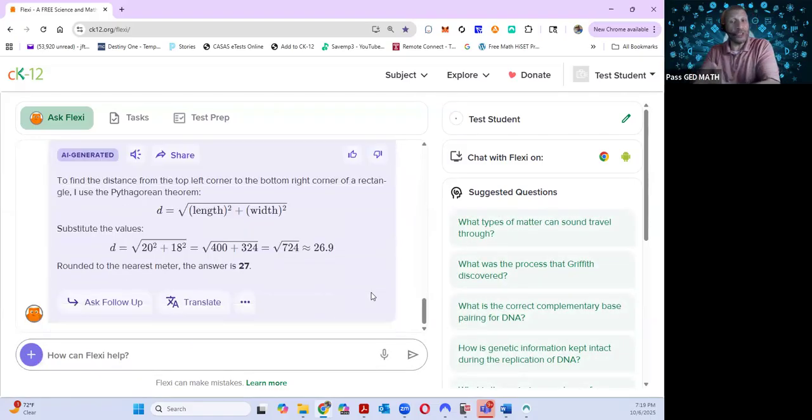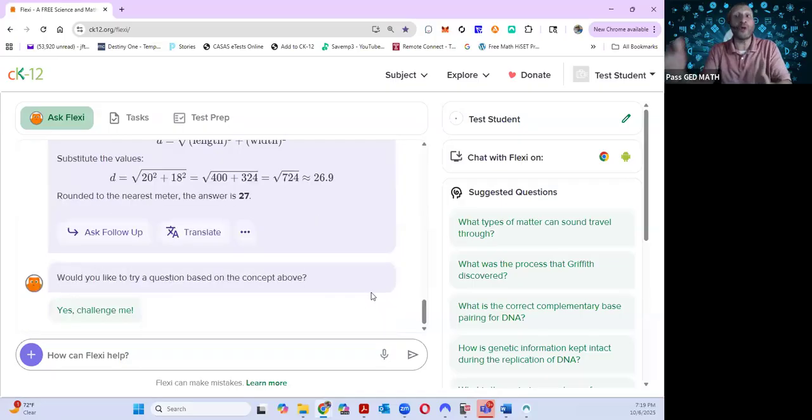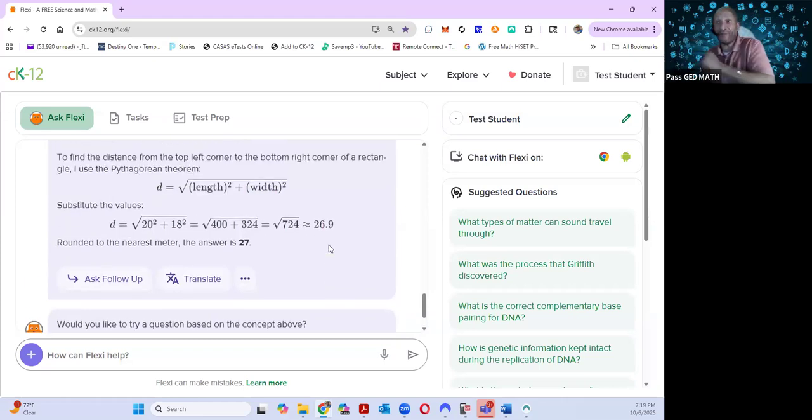Now, I'm not saying to use this. What I'm saying is do the problem first. If you get it incorrect, you can plug the problem in. Look at that. It just did it for us.